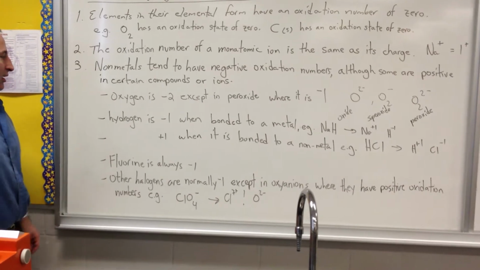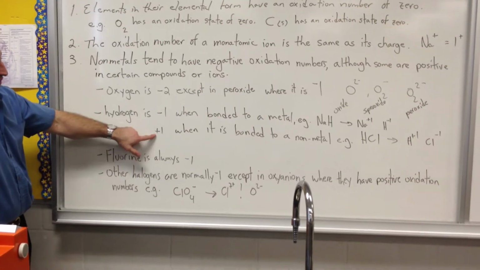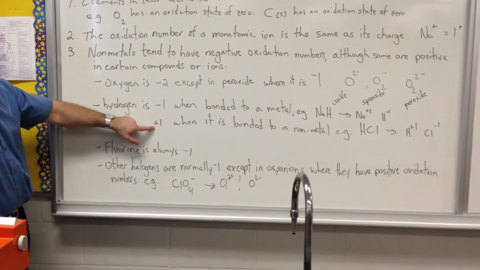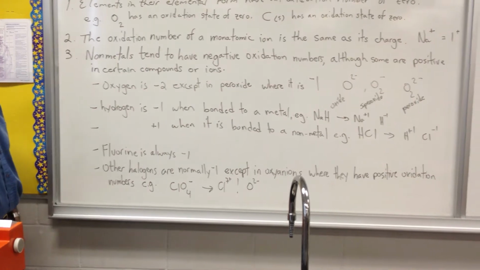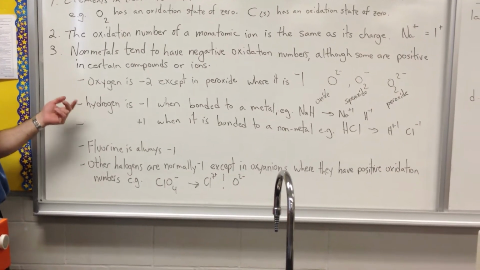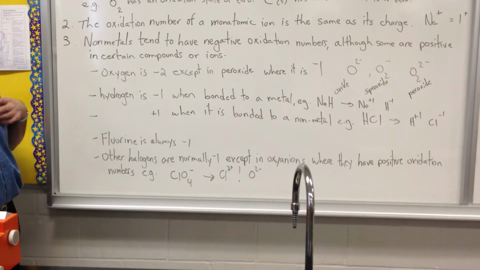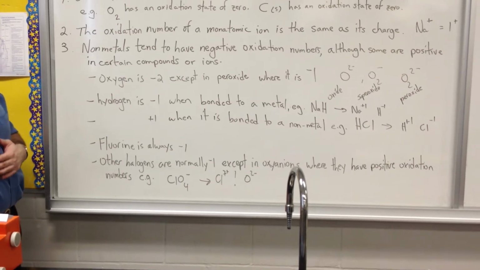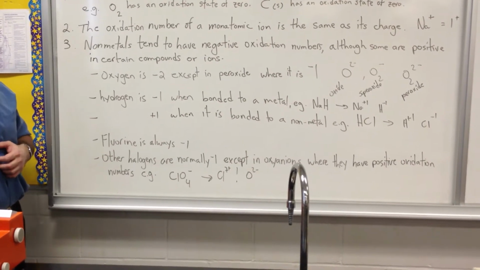It happens. Hydrogen is usually +1 when it is bonded to a nonmetal. For example, in hydrochloric acid, hydrogen is +1, whereas chloride is -1. When hydrogen is bonded to a metal, on the other hand, it'll have a -1 oxidation state, like in a hydride.